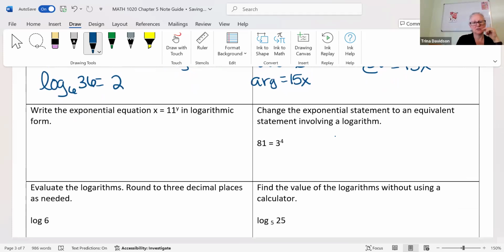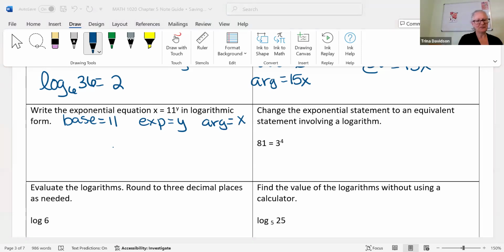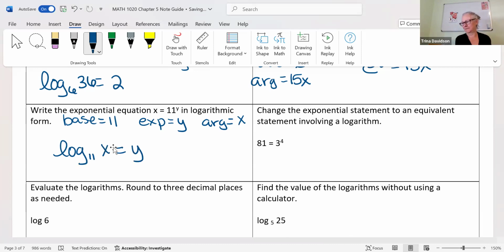We need to write this exponential equation in logarithmic form. Our base is 11. The base has the exponent on it, so our exponent is y. What we have left over is our argument, which is x. So it's log base 11. Log is equal to the exponent. And the argument is what is left over.